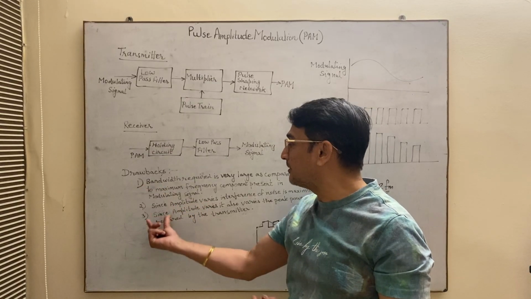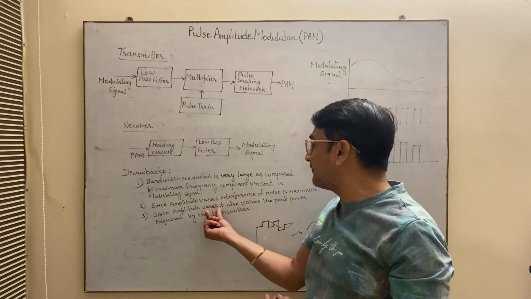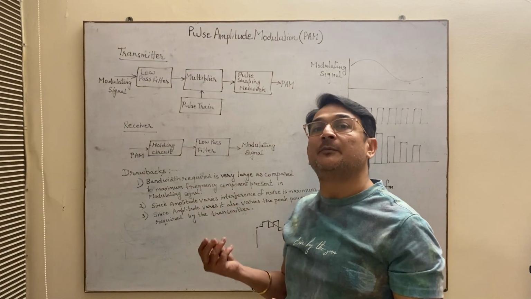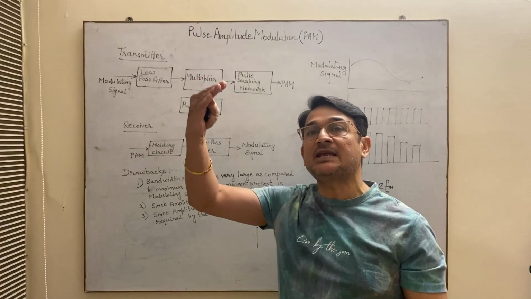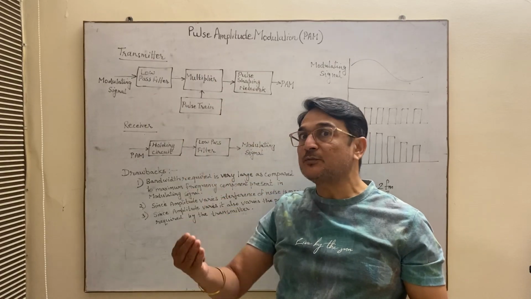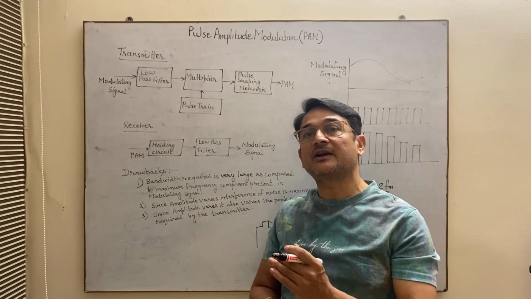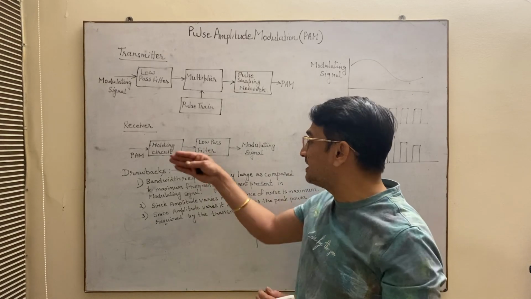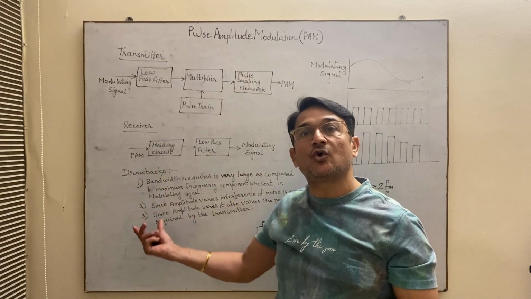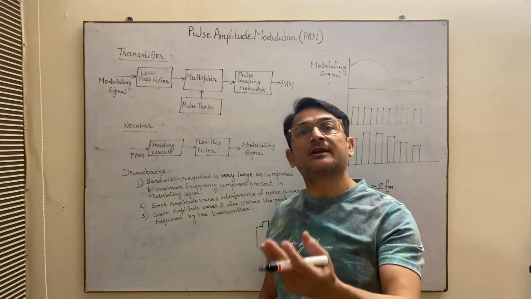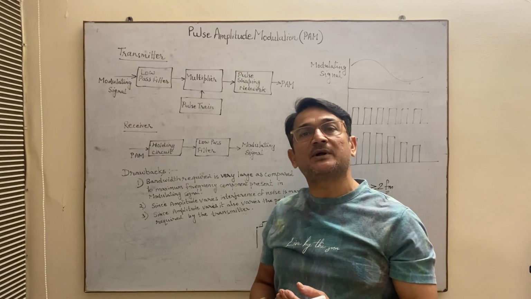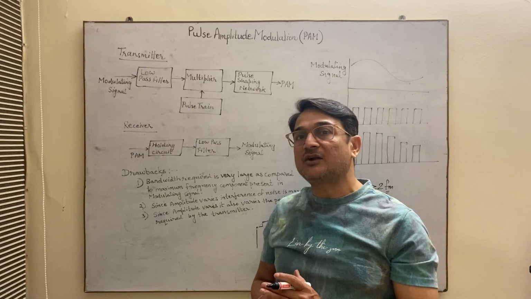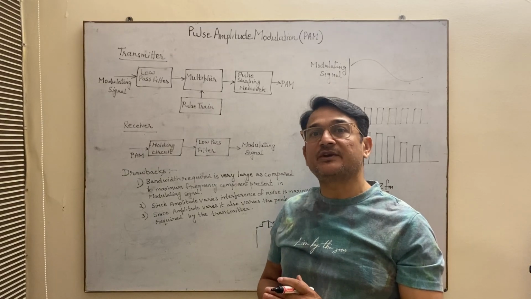Similarly, the third drawback is that, since the amplitude varies, it also varies the peak power required by the transmitter. Because the amplitude is high, the peak power will also be high, so more power will be required in the case of pulse amplitude modulation. So these are a few drawbacks. To overcome these drawbacks, there are two other methods, which are pulse width modulation and pulse position modulation, that we will discuss in our next video.